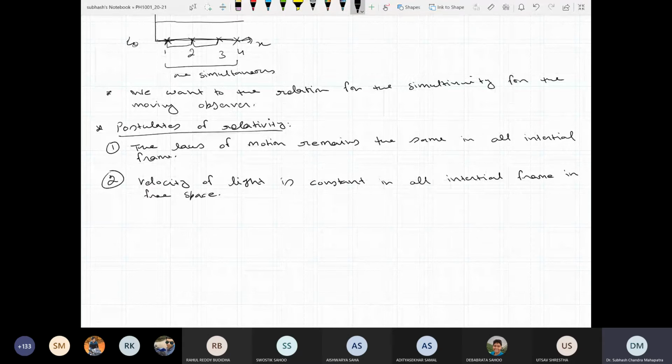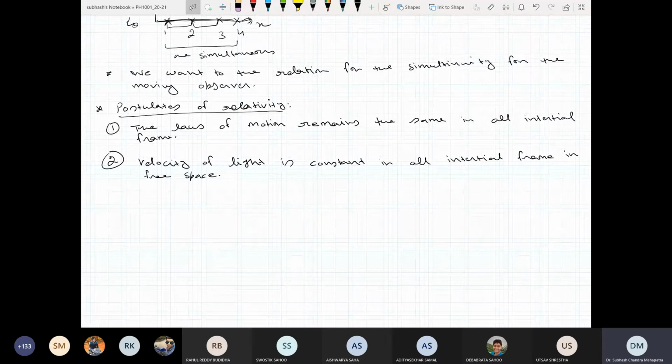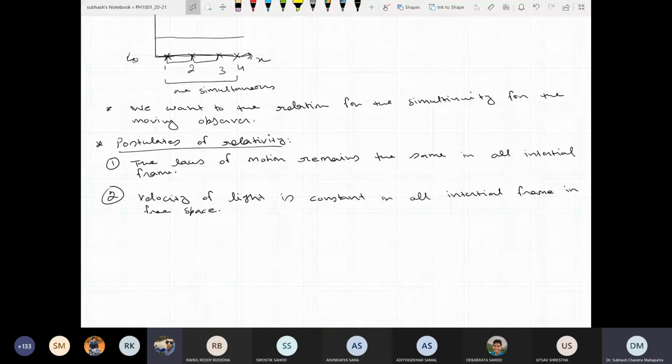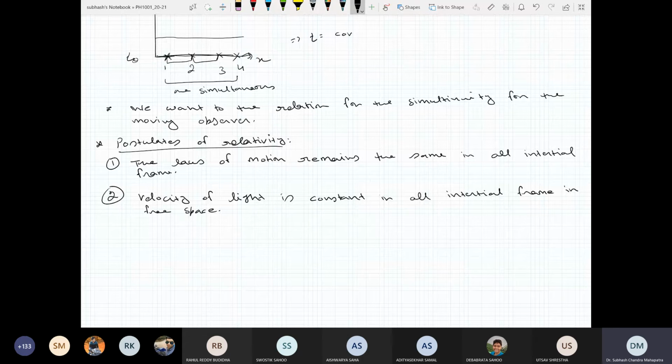So tomorrow we have a class at 8 o'clock. We'll start from this point. So what we'll try to do is we'll try to find a relation such that events are synchronized, just like t is equal to constant line.